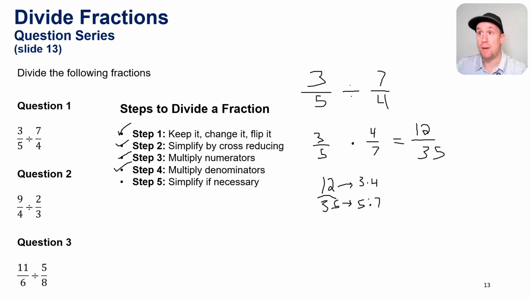None of these are common factors, right? There are no common factors here. So in other words, 12 over 35 is as simplified as we can go. It's also not an improper fraction, right? The top number, 12, is smaller than the bottom number, 35. So we can't reduce that any further. Okay, so that's question number 1 in this question series.